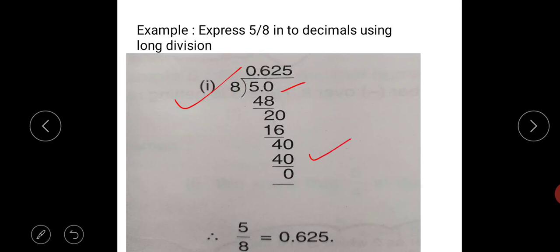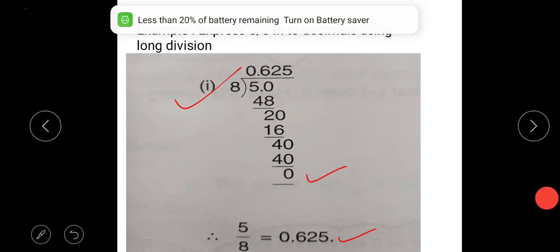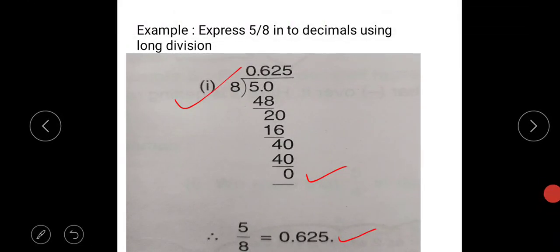Then you can see 5/8 is equal to the quotient, that is 0.625. You can see the remainder is 0 at a certain stage, so the process ends. 0.625 has finite decimal places, so this is a terminating decimal.